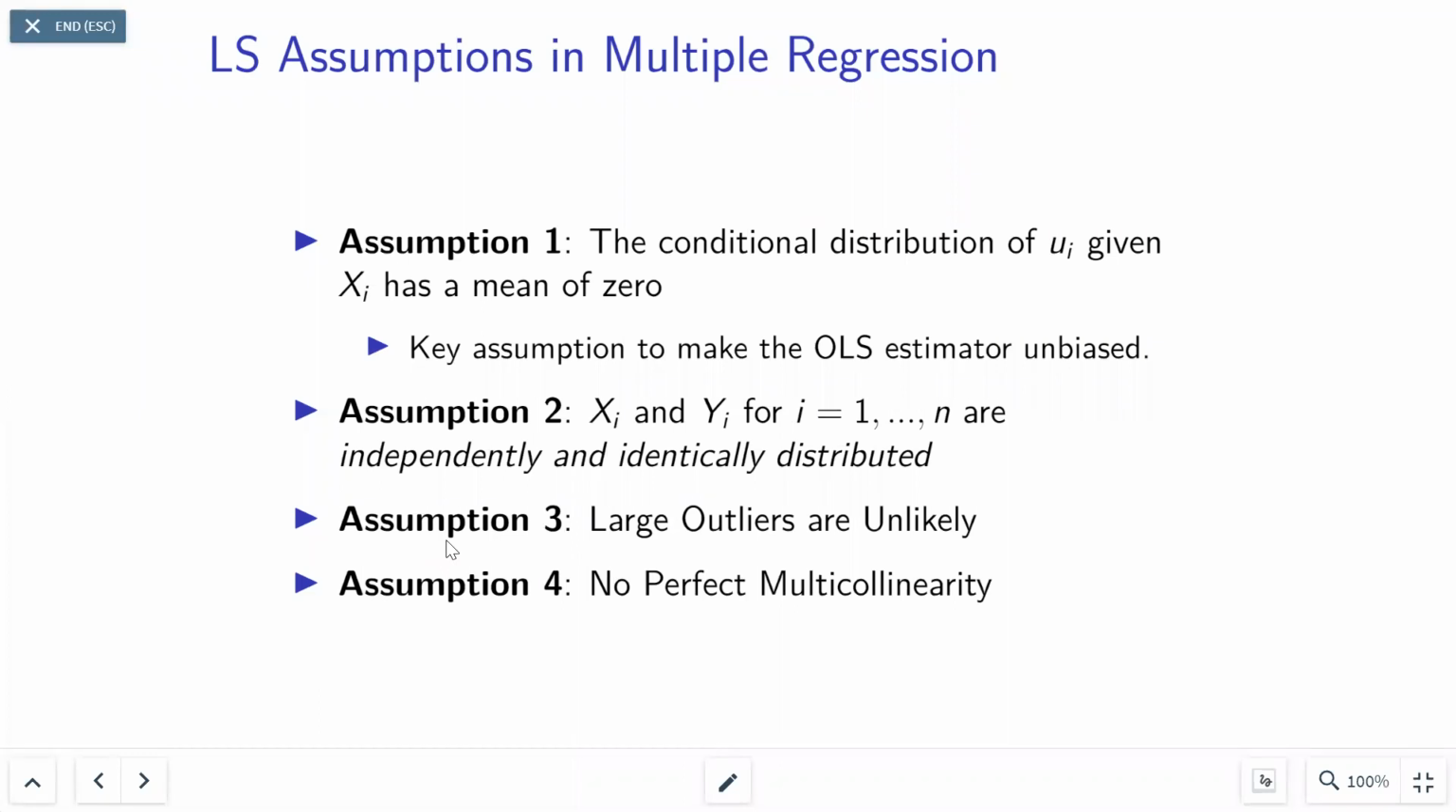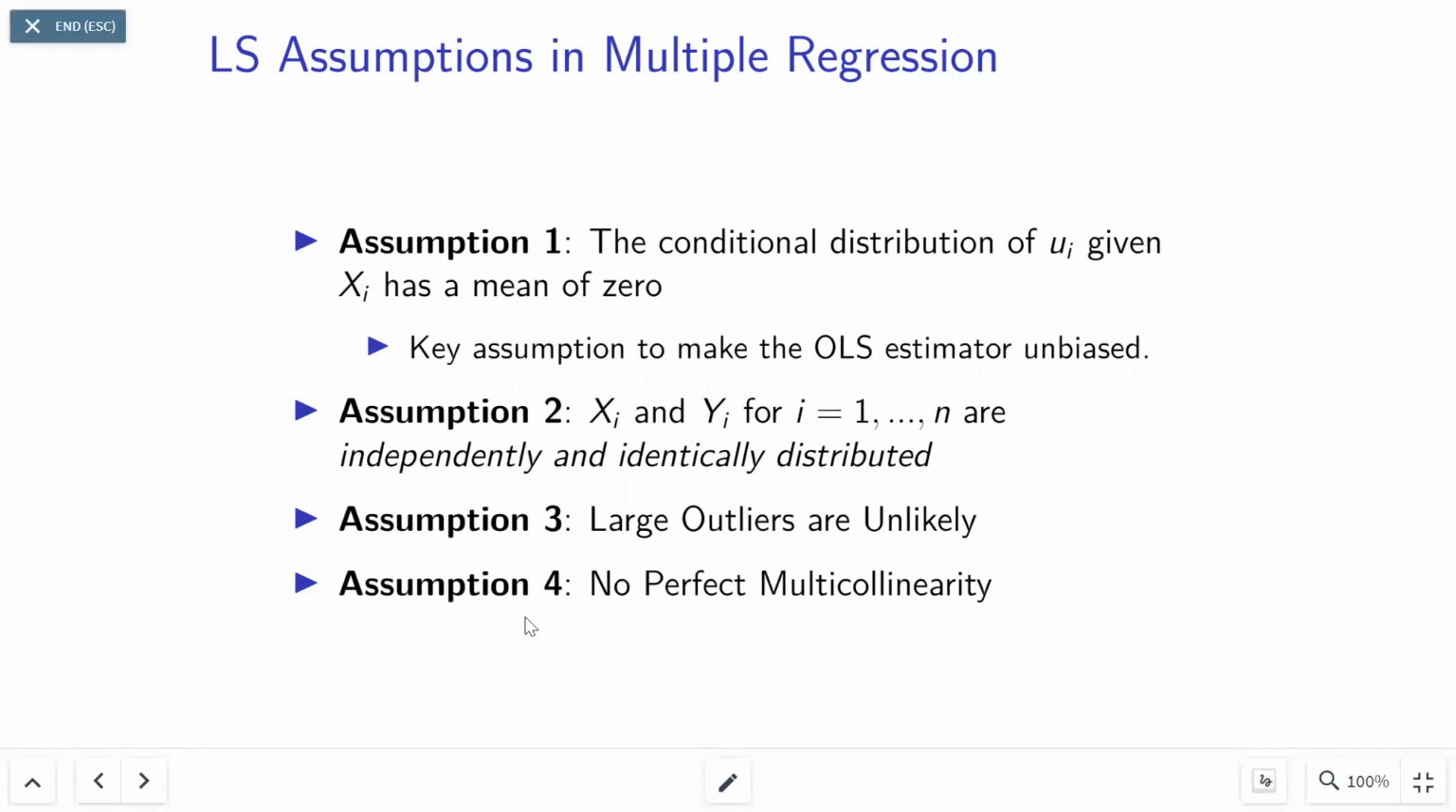The third assumption says no large outliers in the data, because the presence of large outliers push the estimates of intercept and slope up and down without contributing meaningful information to the estimates. And hence, we have to be very careful about any outliers in the dataset.